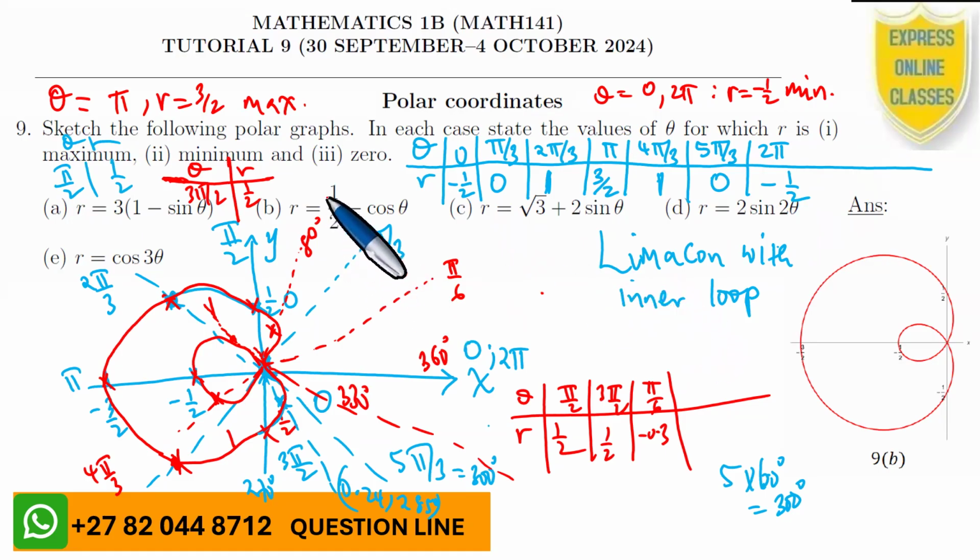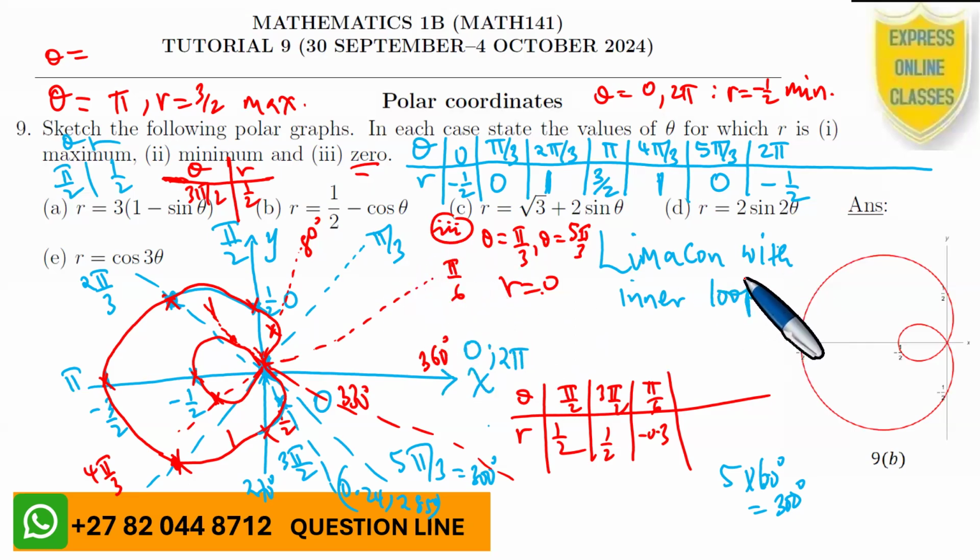Continue. When do we have r equal to 0? Whenever theta is pi/3, or theta is 5 pi/3, R is 0. So that is when R is 0 for the third figure, the Limacon with inner loop. That is the shape.